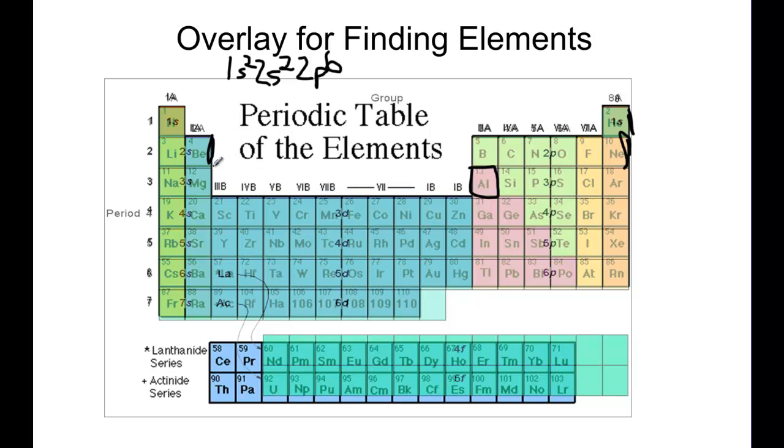So now we go to the end of the next block. So now we're at the end of the 3s block. 3s. How many electrons? 1, 2. Okay. Alright, now we're getting there.